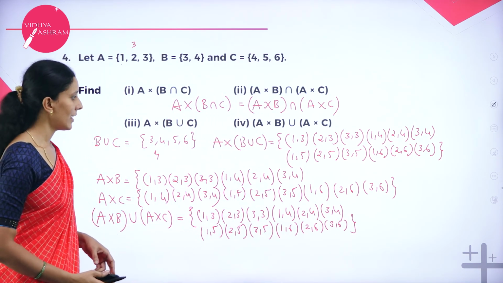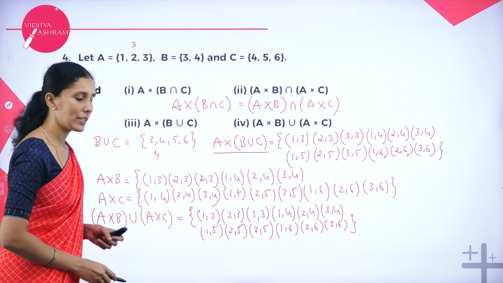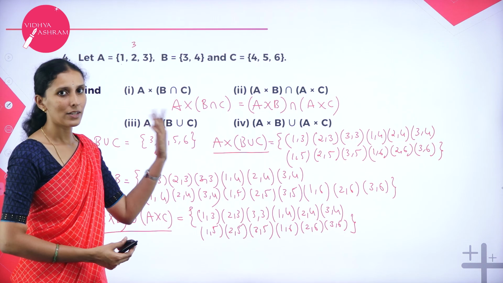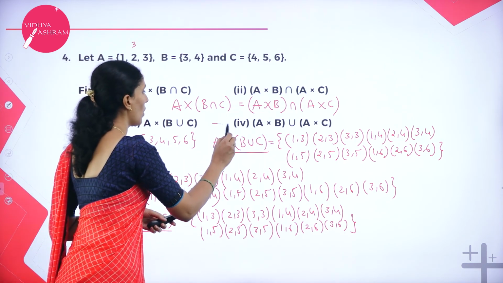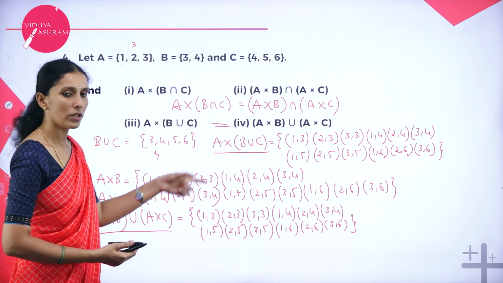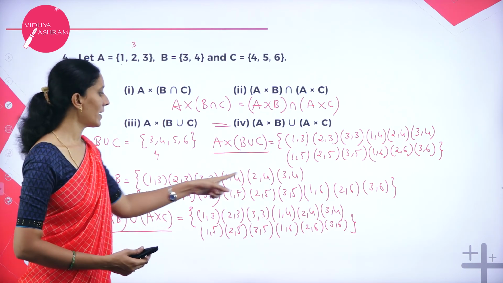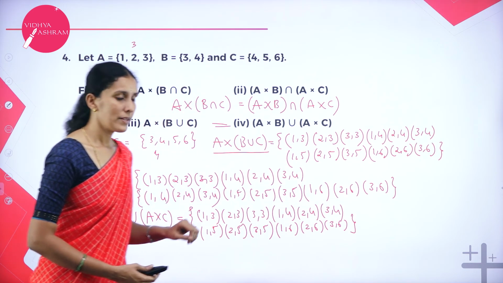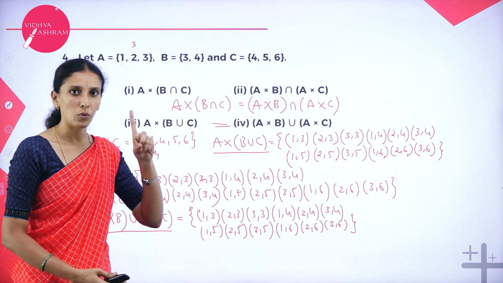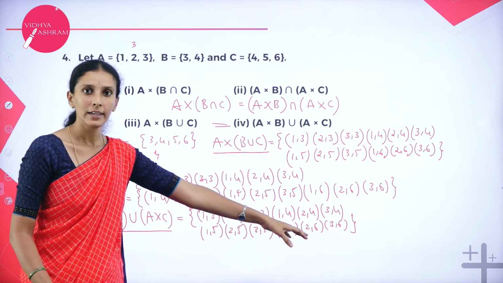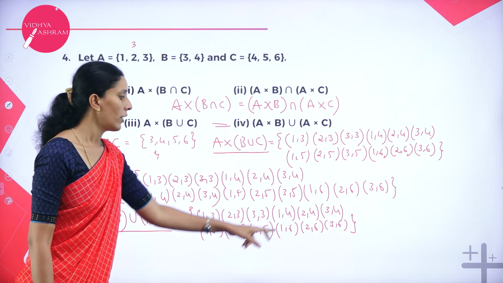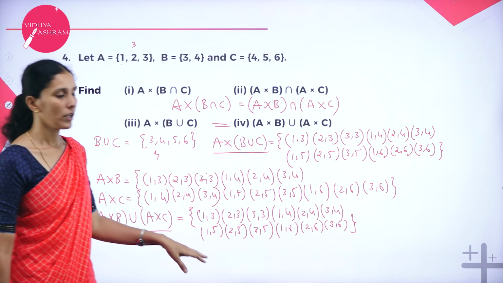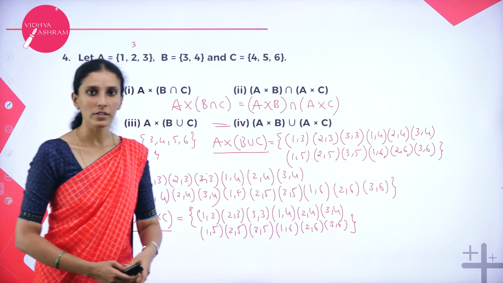So you can clearly see here A cross (B union C) is equal to (A cross B) union (A cross C). So this can also be concluded as one more statement: these two are equal. Again, you can count the number of elements. A cross B contains 6 elements. A cross C contains 9 elements, but you have common elements which you write only once, that is 1,4, 2,4 and 3,4. So the union of these two sets gives you 12 elements, which is the same as A cross (B union C).